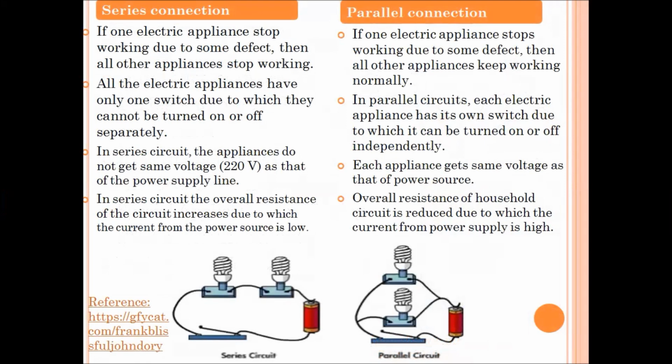As shown in the figure, in series connection, if one of the appliances stops working due to some defect, then all other appliances also stop working. But this does not happen with parallel connection. In series, all electrical appliances have only one switch, due to which they cannot be turned on or off separately. But in parallel, all appliances have their own switch and we can turn them on or off independently.